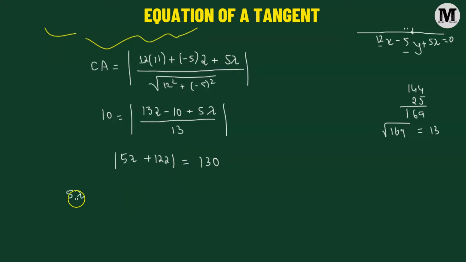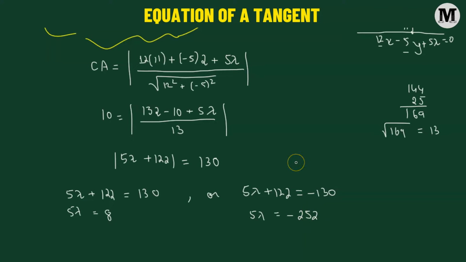That gives us two possibilities. 5 lambda plus 122 could be equal to positive 130, or 5 lambda plus 122 could be equal to negative 130. So 5 lambda equals 130 minus 122, which is 8. Or the other possibility is 5 lambda equals negative 122 added to negative 130, which is negative 252.